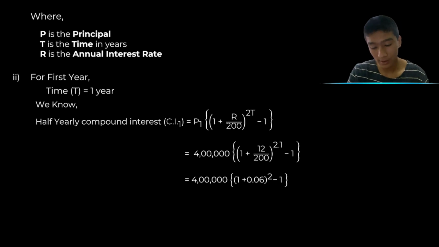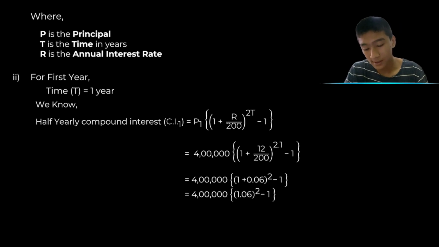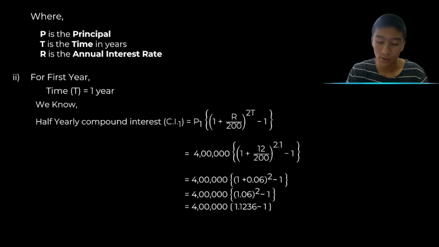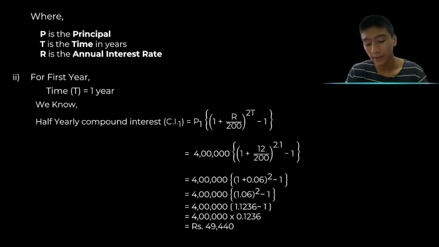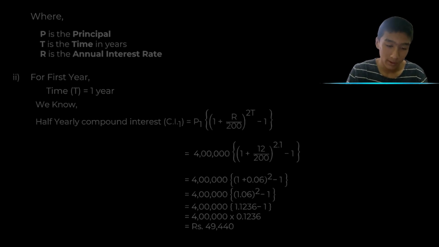So we have got this right here: 4 lakhs times (1.06 squared minus 1), 4 lakhs into (1.1236 minus 1), 4 lakhs into 0.1236, which is rupees 49,440.